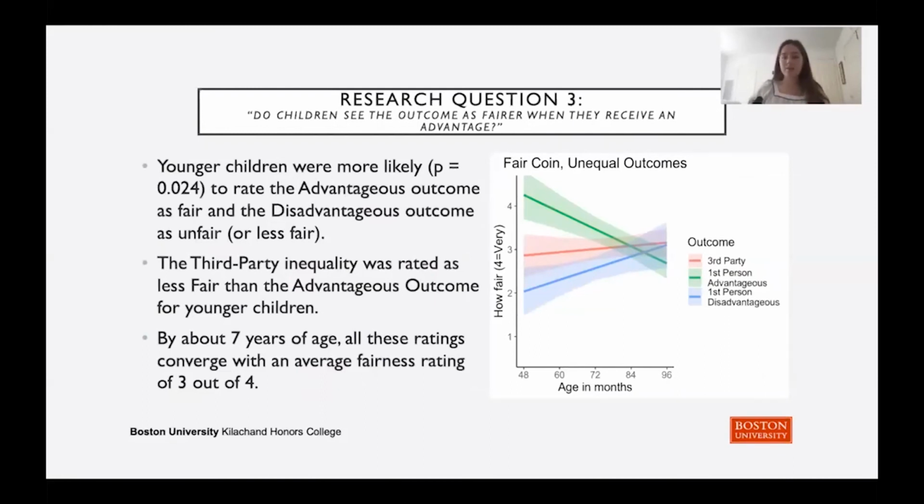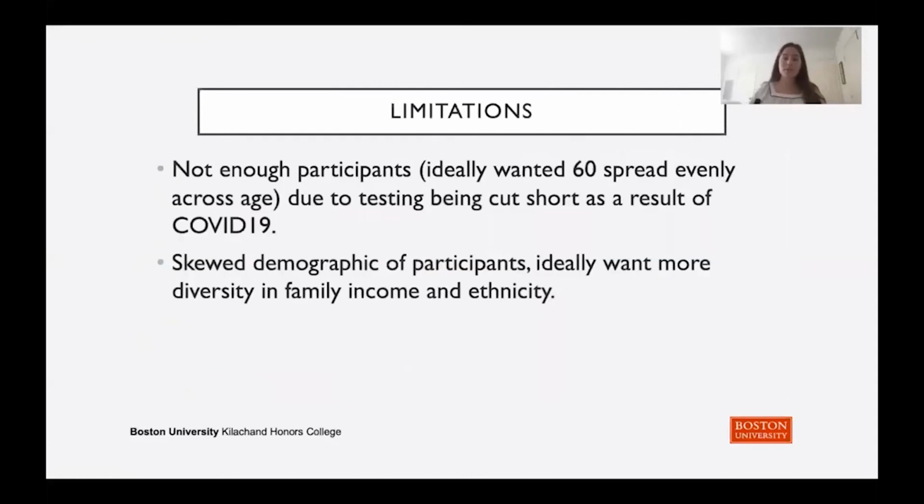So some limitations of the current study are that we didn't have as many participants as we originally wanted. We originally wanted 60 spread evenly across age, but this just wasn't possible given the current pandemic. We stopped testing early March. And we also had a skewed demographic of participants. We ideally wanted more diversity in both income and ethnicity.